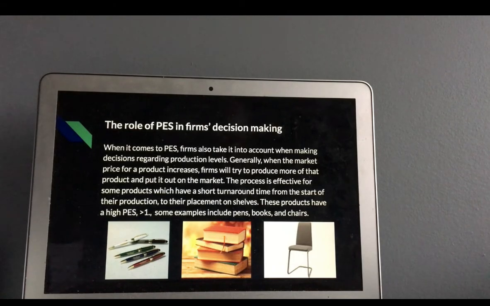The process is effective for some products which have a short turnaround time from the start of their production to their placement on shelves. These products have a high price elasticity of supply of over 1. Some examples of these include pens, books, and chairs. This is because it takes a short amount of time for producers to produce a larger quantity of these products if they see that the market price has gone up.